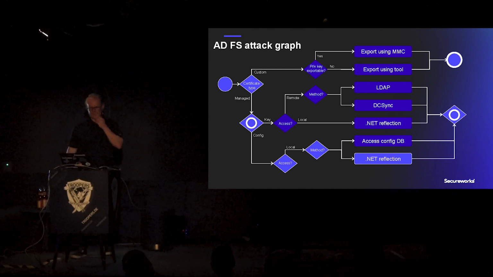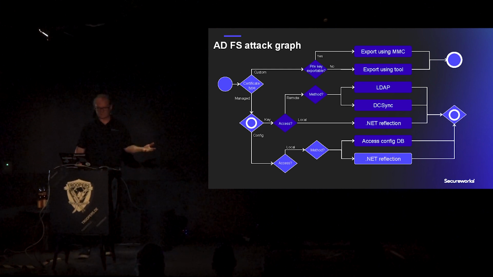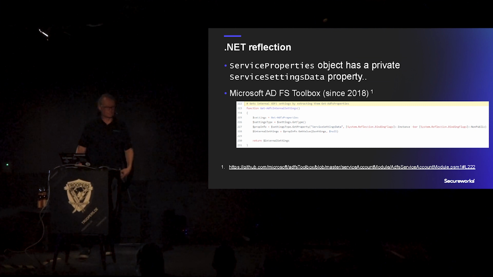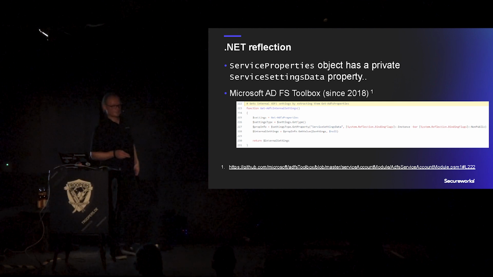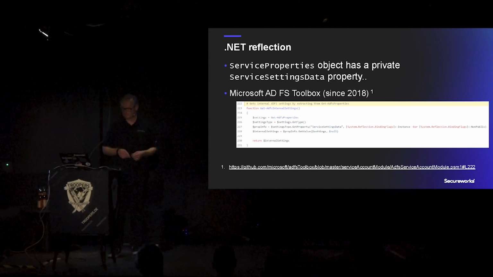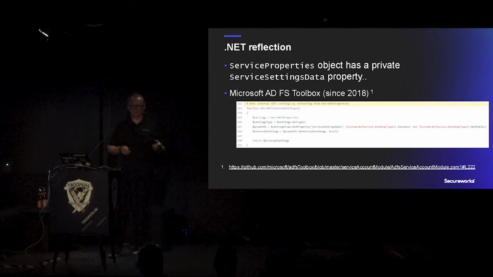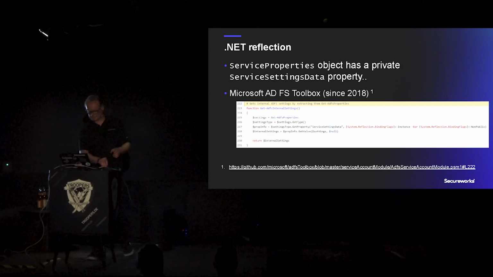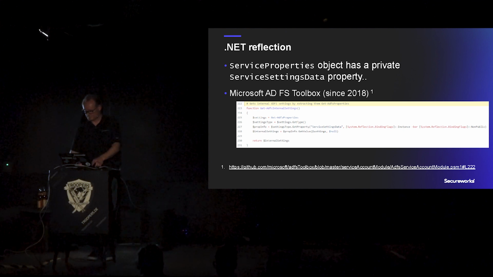And the better way to do that, if you have local access, is again .NET reflection. This is based on the fact that the service properties object has a private property called service settings data. Which means that there's a command that admins can use. I'm going to zoom that a little bit. There it is. Oh, that's better.